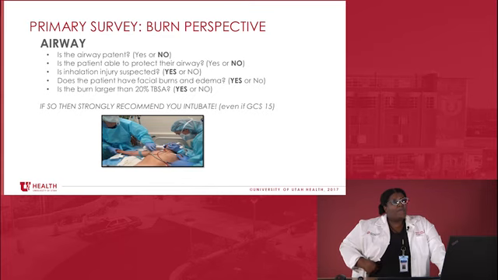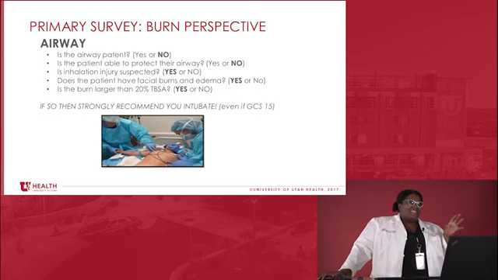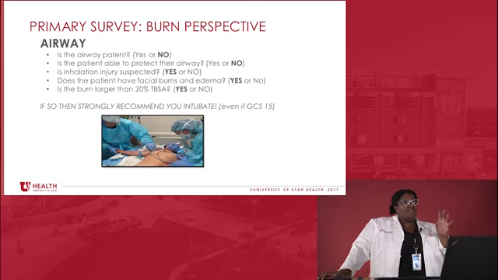So let's talk about airway. When it comes to airway, and we're thinking of it from the burn perspective, first, with all of these, just make sure there's no active trauma as we're moving through them, because these may be concomitant with the burn injury. So is the airway patent? Yes or no? That's a pretty simple question that you have to get answered. If it's not patent, then you intubate, right? Is the patient able to protect their airway? If they're not, then again, you put in a breathing tube.